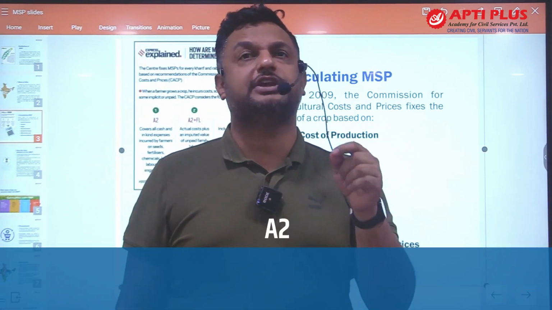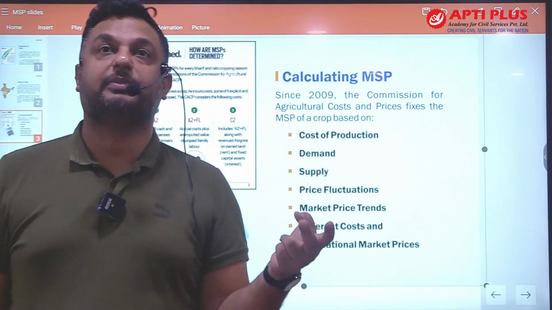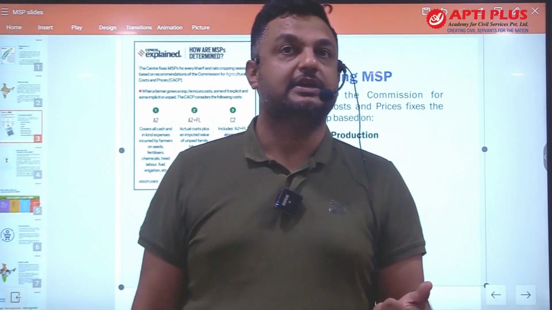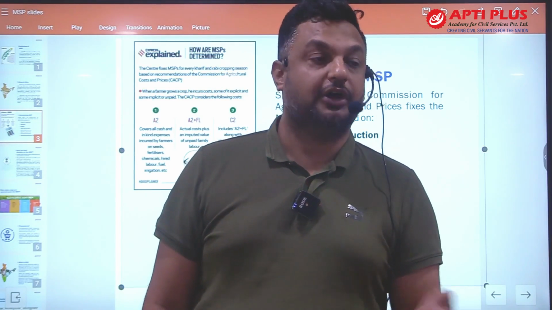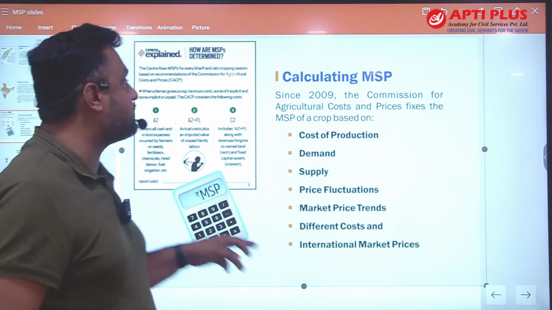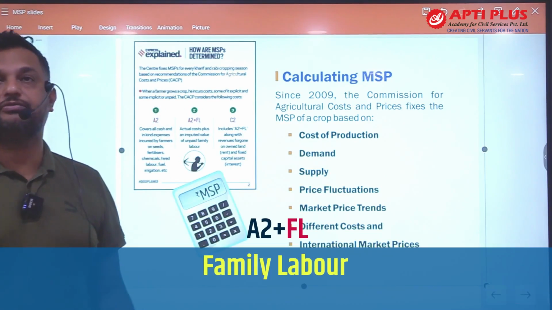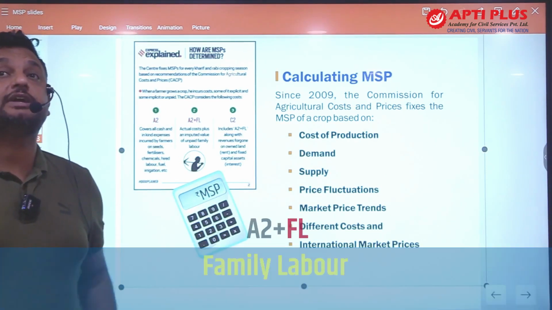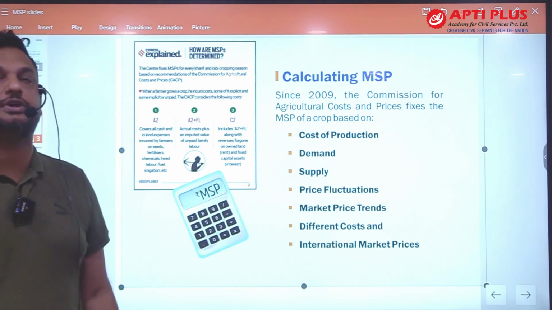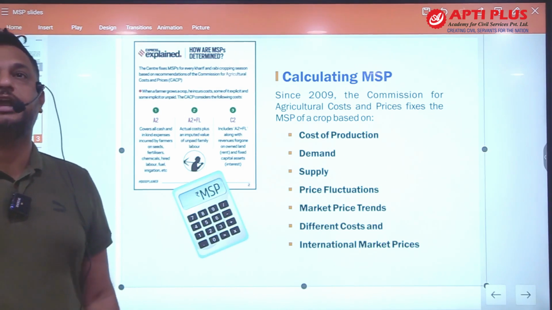A2 is the general expenditure incurred by the farmer. General expenditure like what? For buying the seeds, for buying the fertilizers, spending money on irrigation, on electricity, machinery, hired labor. Assume that if the farmer is paying money to labor, all this will be considered as production cost in A2. What is A2 plus FL? FL means family labor. If the farmers take the help of their family members while doing the agriculture, even that cost is also considered as a production cost along with A2. So that is A2 plus FL.